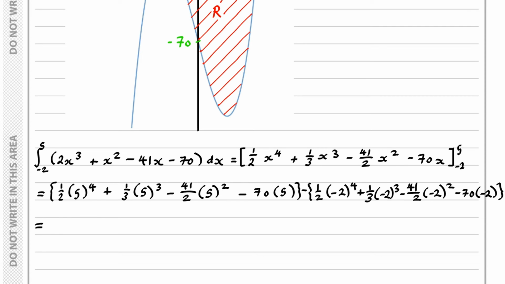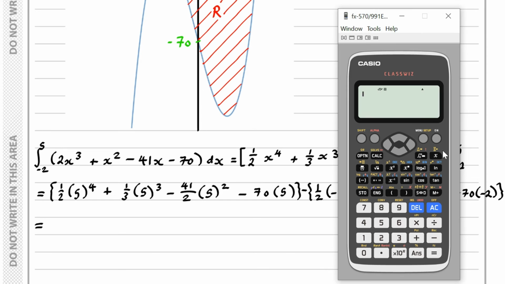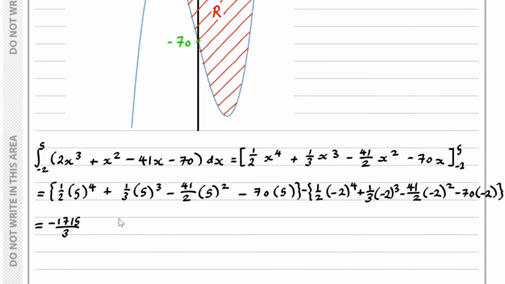And if we work this out, so if I work this integral out, we have 2x cubed plus x squared minus 41x minus 70. And we're finding this in between minus 2 and 5. It turns out we get minus 1715 over 3. Okay? And therefore, the area, we take the positive value of this, so we have 1715 over 3 units squared.